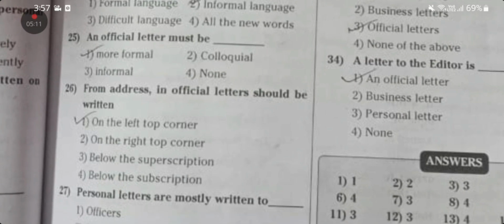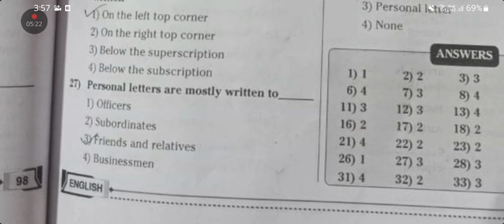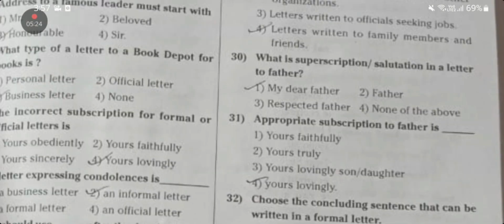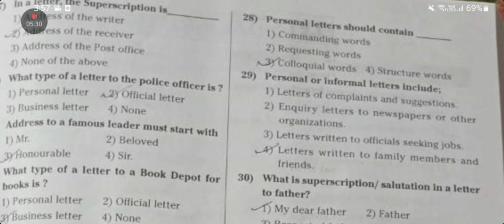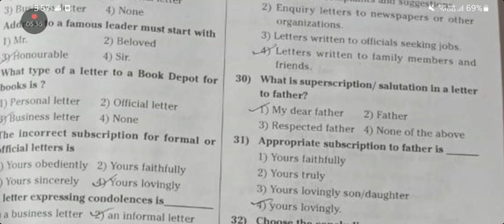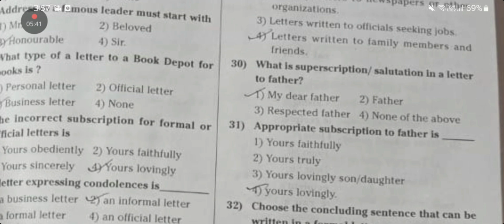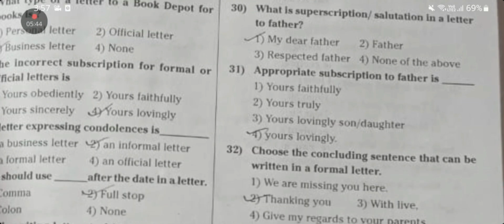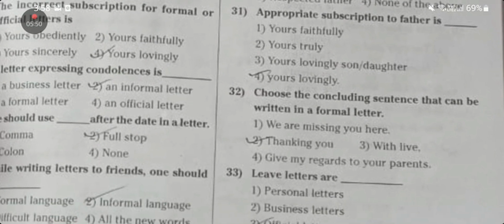The from address in official letters should be written on the top left corner. Personal letters are mostly written to friends and relatives. Personal letters should contain colloquial words. Personal or informal letters include letters written to family members and friends. What is subscription? Superscription, salutation in a letter to father: My dear father. Appropriate subscription to father is Yours lovingly.